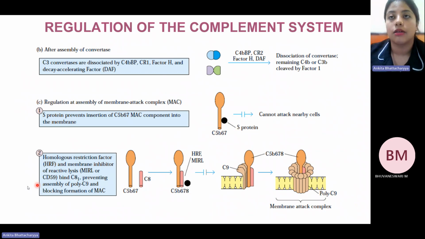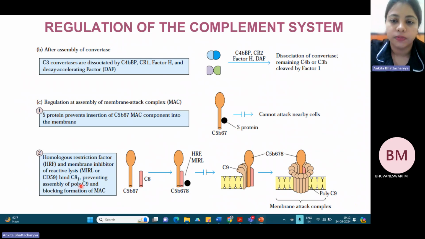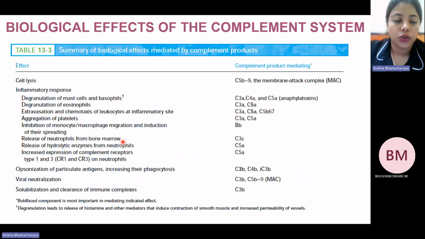Then we saw that after that activation has occurred and the membrane attack complex formation needs to be carried out, at that step, the insertion of the MAC, or the membrane attack complex, into the cell membrane is getting stopped. And then finally, formation of the MAC can also be interrupted by these proteins. So those were the regulatory components of the complement system.